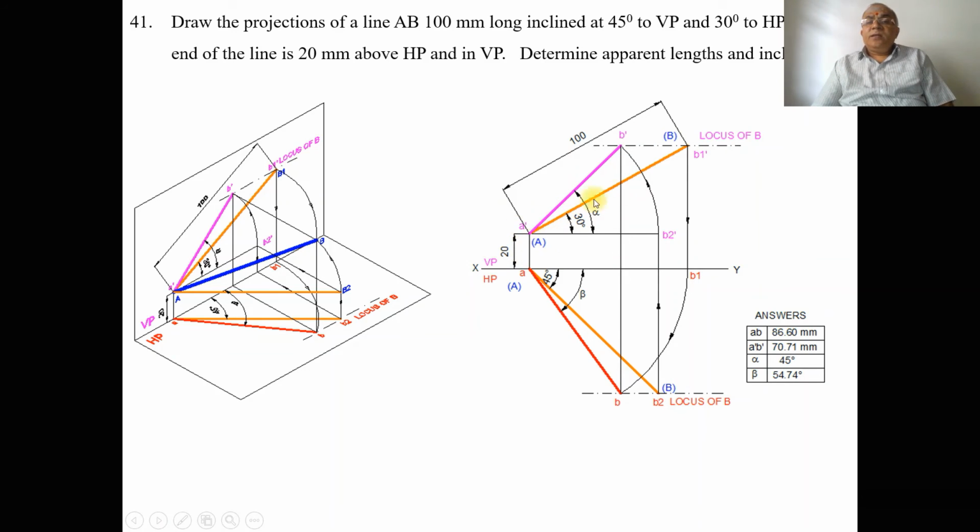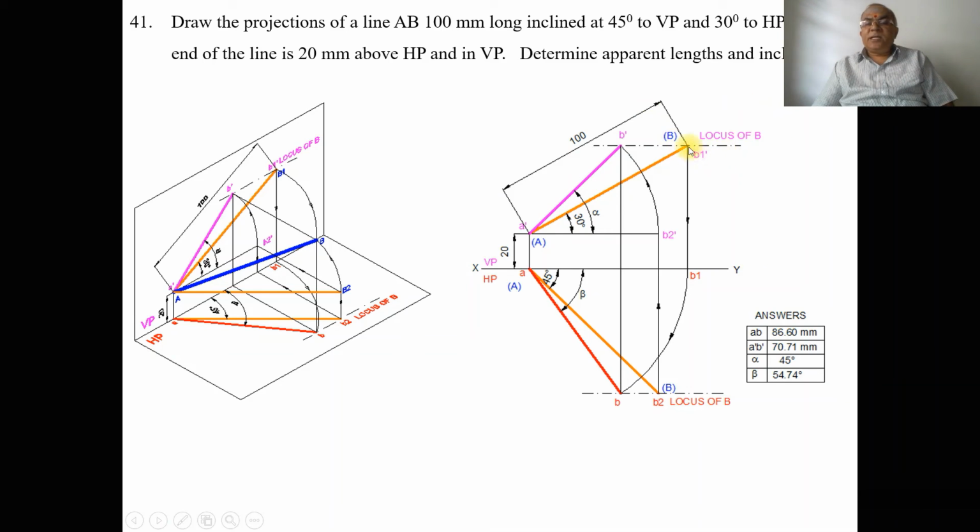So consider A dash B1 dash. So this is capital A and capital B. That means it is in the true length. So since the front view line is true length, correspondingly in the top view that line should be parallel to XY line. So A is on XY line. Therefore B1 should also be on XY line. Then only the line will be parallel.